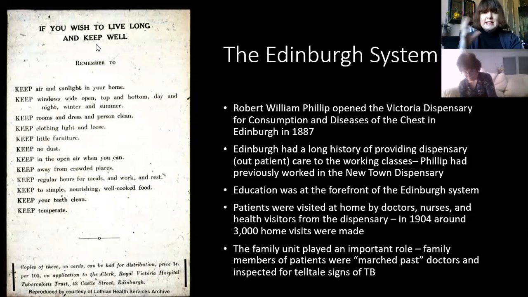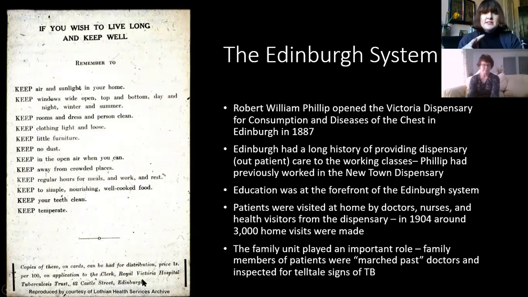So in the absence of a really effective therapeutic treatment for TB, education was really at the forefront of the Edinburgh system. So it was a concerted public health campaign. And as you can see here on the far left, you've got a really great relic of the Edinburgh system, this little card that was given to patients, but also dispensed freely to people as well, where it tells you all these various rules for trying not to catch TB. So, making sure you dust, keeping away from crowded places, keeping your teeth clean, because teeth were often thought of as nests of germs in this period, keeping your window open, big thing. And keeping temperate, making sure you don't drink too much, but also you don't eat too much rich food, and you keep a regular diet and so forth.